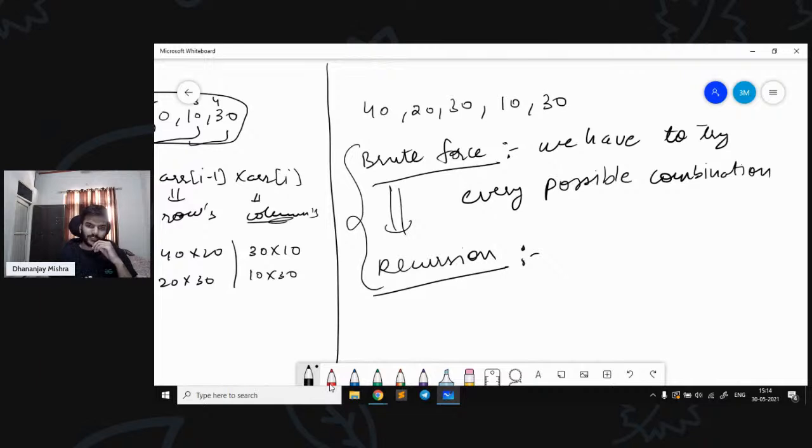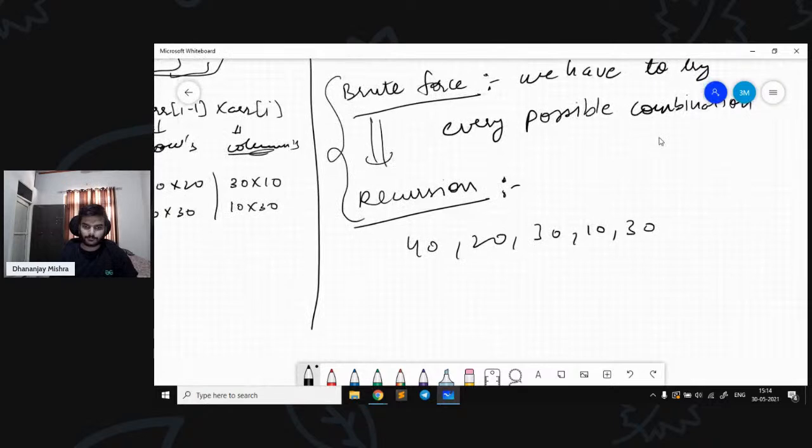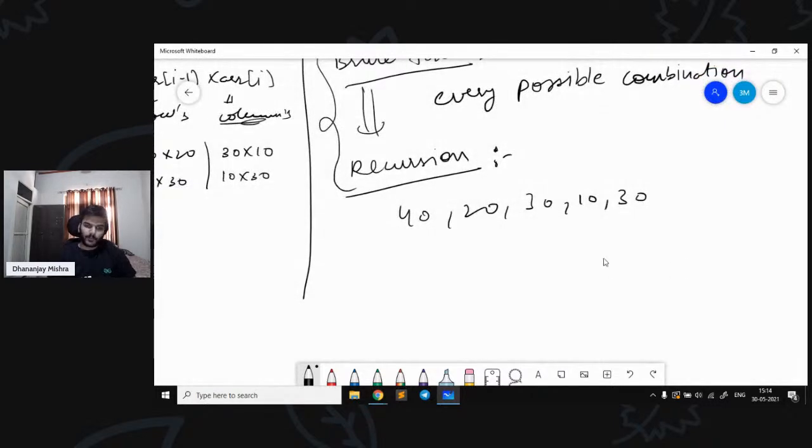So basically here we had 40, 20, 30, 10, and 30 again, right? The point is to try each and every possible combination. What you can do is some partitions, right? Because if I do a partition here, it will not fetch me any matrix, because it is a single dimension. So I have to start from here.